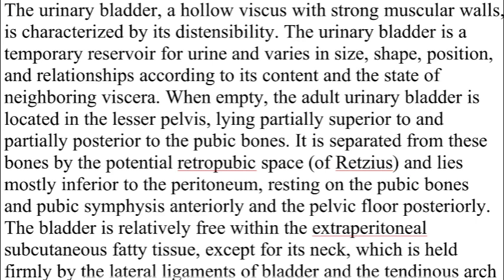The urinary bladder lies mostly inferior to the peritoneum. It rests on the pubic bones and pubic symphysis anteriorly, and the pelvic floor posteriorly. The bladder is relatively free within the extraperitoneal subcutaneous fatty tissue, except for its neck. At the neck, the urinary bladder is held firmly by the lateral ligaments of the bladder and the tendinous arch of the pelvic fascia, especially its anterior components. The puboprostatic ligaments are there in the males, and in the females you have the pubovesical ligaments.